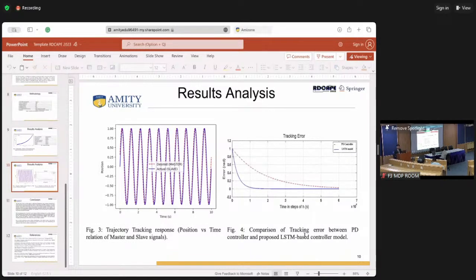because when we submitted this paper in RDK, one of the reviewers said we should show a comparison of the presented model, the current LSTM one, with another. Two years back, for the same model, we had done it with a PD controller. So we have compared this PD with the proposed one, and the convergence rate of this LSTM model is far better.